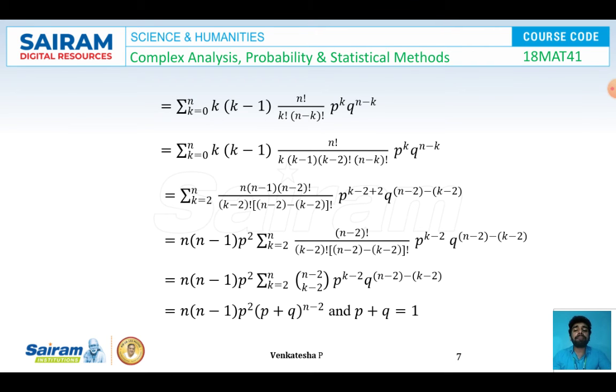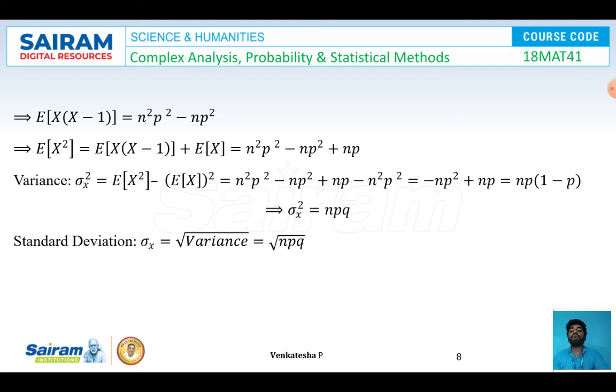Now by multiplying p square and n inside, I got expectation of x into x minus 1 as n square p square minus np square. Okay, now I'm going to replace this expectation of x into x minus 1 and expectation of x in this expression. So I got expectation of x square is equal to expectation of x into x minus 1 plus expectation of x is equal to n square p square minus np square plus np.